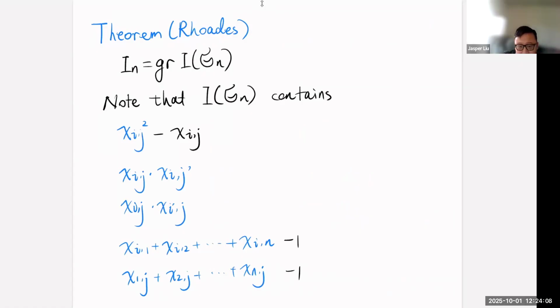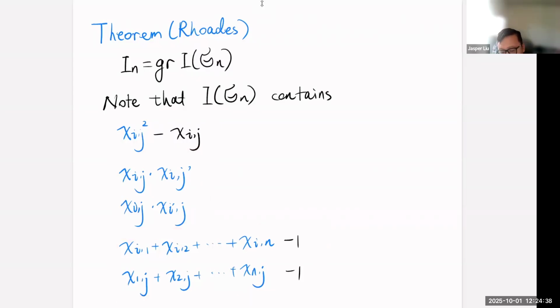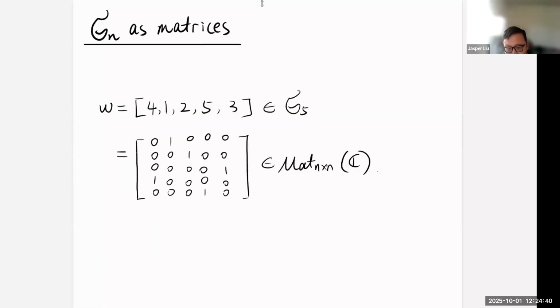So the idea of one inclusion is very straightforward. The vanishing ideal will contain, well, here, this one basically says every entry is either a 0 or 1. This one basically says there is at most one 1 in each row and each column. And this one says the row sum and column sum is always 1. So they will all vanish on the entire locus of permutations.